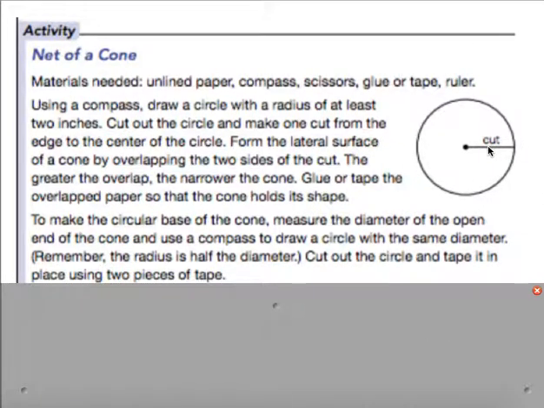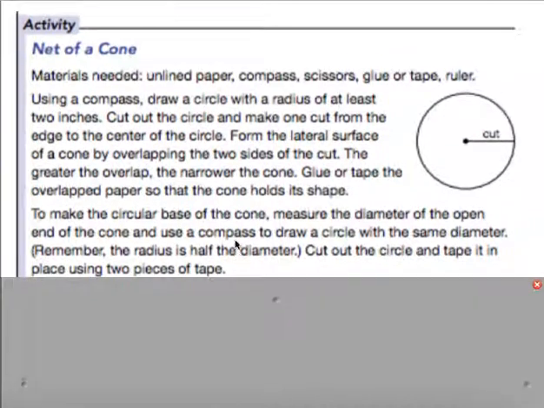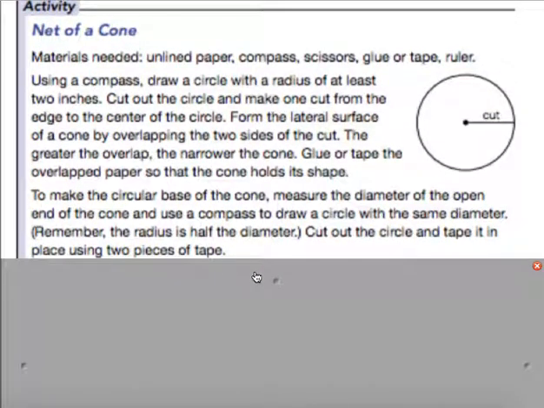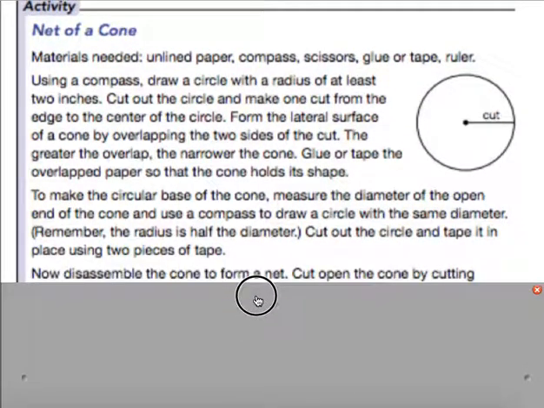Once you do this, you're able to pull those two edges so that they're starting to overlap, and what you end up doing is starting to create a cone without a base. Looks like a party hat. Okay, once you do that, to make the circular base, you can do it in one of two ways. You can trace it on your piece of paper, or you can measure the diameter and use the compass to draw the circle with that same diameter. Okay, and then cut out the circle and tape it in place.